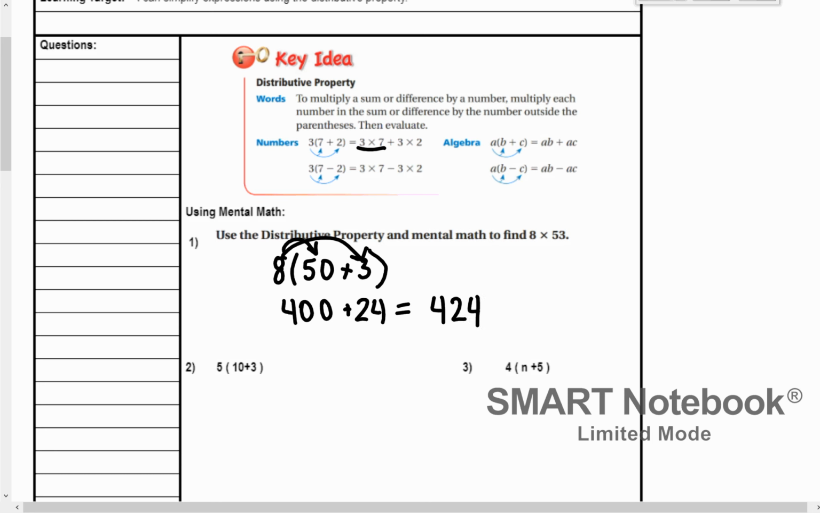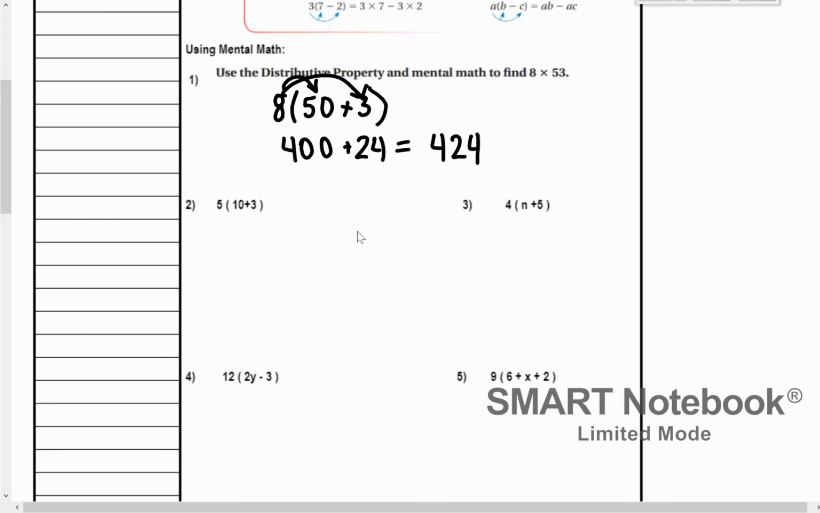Okay, so you've done the distributive property, hopefully, in elementary school already. They just maybe didn't write it like this or didn't call it this. But it's kind of the same idea. Okay, and I'm going to prove to you that it means the exact same thing. All right, so first let's solve this using the distributive property.